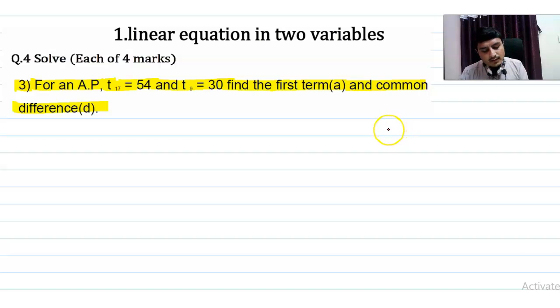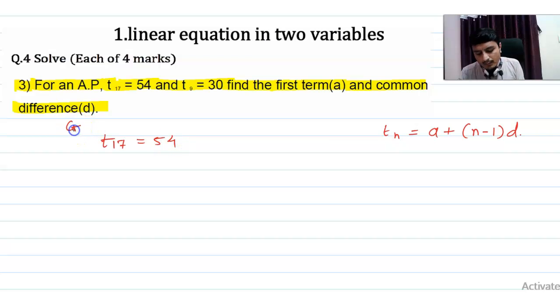So as per the AP, to evaluate the nth term of an AP, we have the formula a plus, a means the first term, plus number of terms minus of 1 into the common difference d. Now we have given here T17 value, that is 54. I am writing the given data at start. Then T9 value we have a 30.